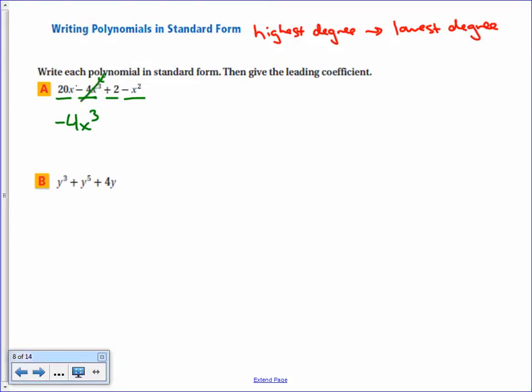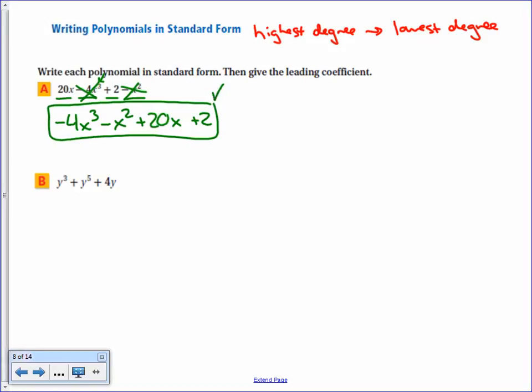And I like to cross them out when I'm done with them. Okay, which one has the next highest power? The negative x squared. So we're done with that one. And then 20x or 2, which one's going to come first? Remember, a constant or just a number has a degree of 0. So 20x is going to come next, and then a plus 2. So the standalone number will always go on the end, since it has a degree of 0.